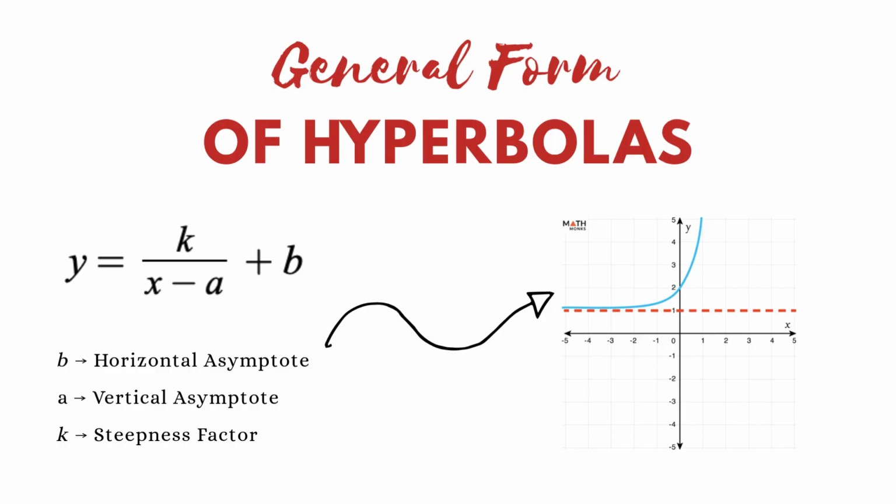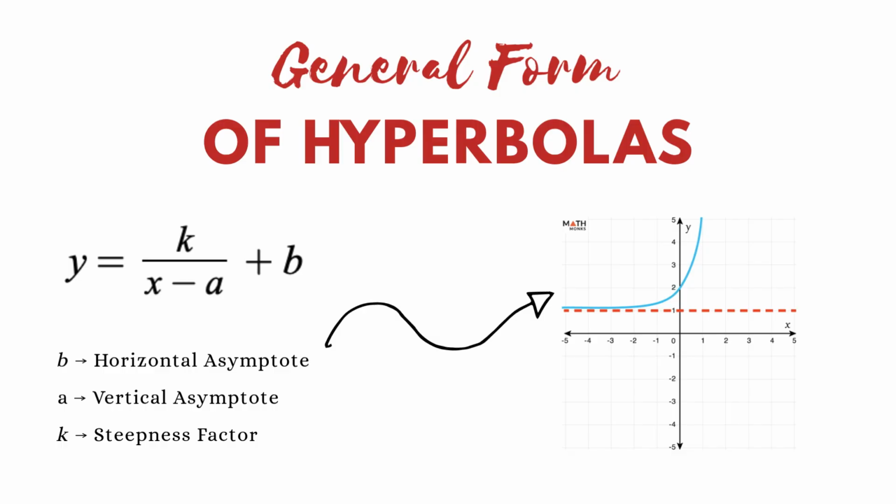Each of these variables represents some aspect of our graph. Our k is going to be representing our stretch factor, which is how spaced out our two lines of the hyperbola are going to be. Then we've got our a, which is our horizontal shift, so it basically controls our vertical asymptote. An asymptote is a line that the graph is trying to reach, but it never crosses it. It never goes beyond it.